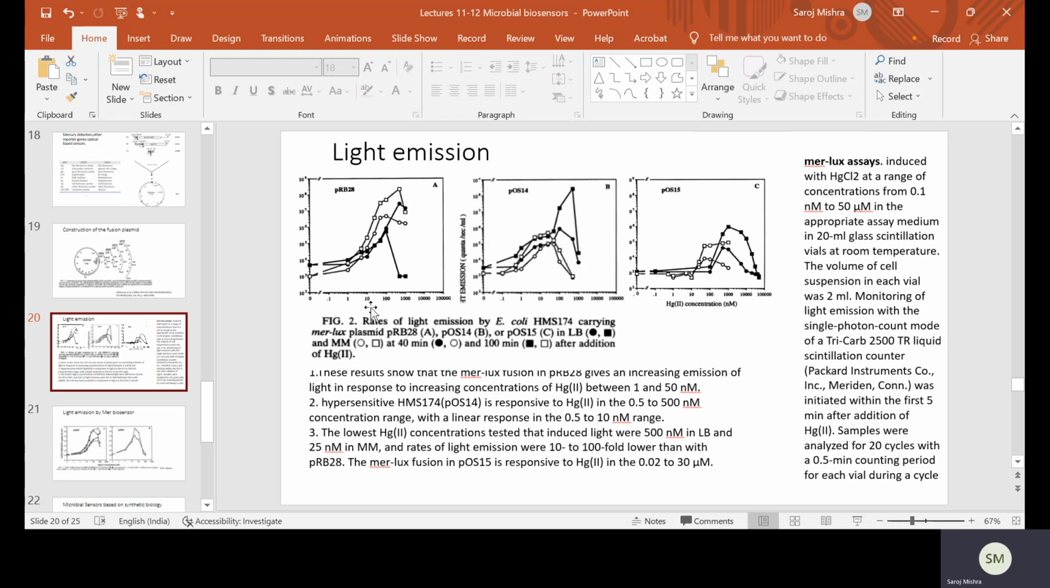So in other words, what you have been able to construct is a microbial construct. E. coli, the lux operon doesn't belong to it, and the mer genes don't belong to it either. Both of these are taken from other microorganisms, but you have built a genetic circuit which is able to respond to the presence of mercury ions, and it turns on the lux operon.